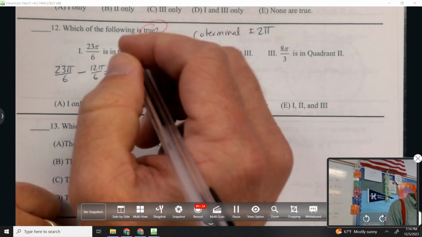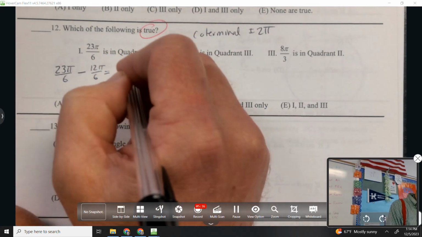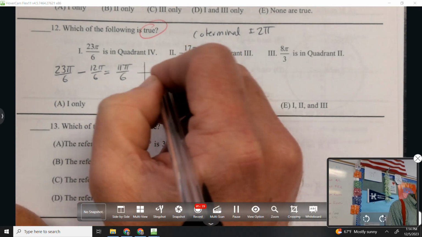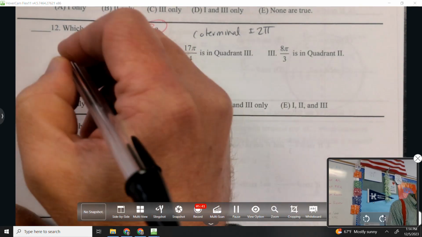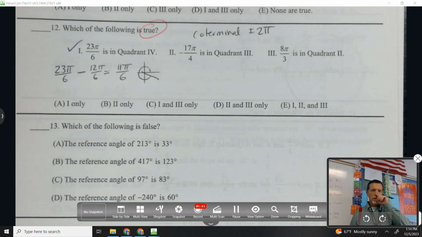So minus 12 pi over 6 is 11 pi over 6. I know where that is. That's almost all the way around, so that is in quadrant 4. So that's true.